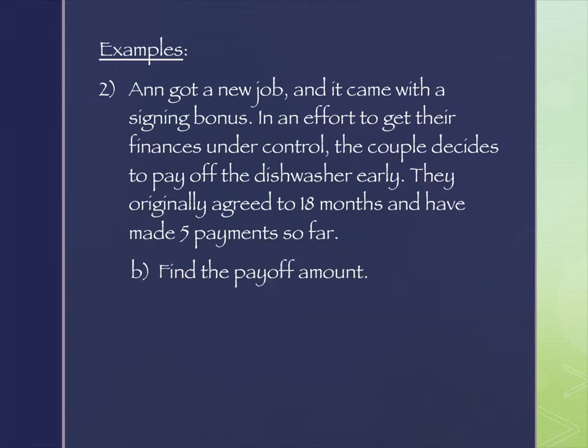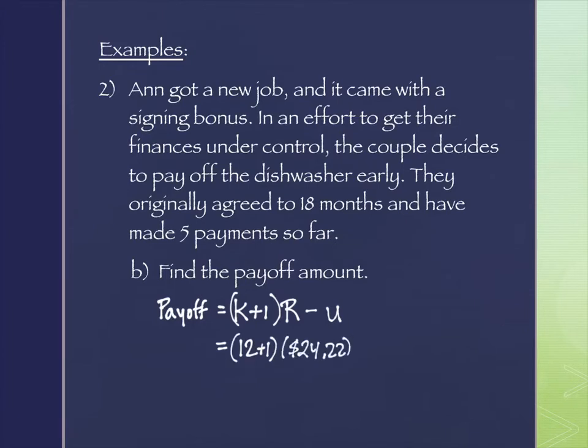Okay. So we had a formula that we were given for that as well, a payoff formula. So the payoff is the K value plus 1 times your regular payments. Okay, so why is it K plus 1? Well, it's the K remaining payments we're not going to pay, plus the one we're paying right now, times our regular payment amount minus the unearned interest that we found in Part A. So this is 12 plus 1, or 13, times 24.22, minus 16.61.